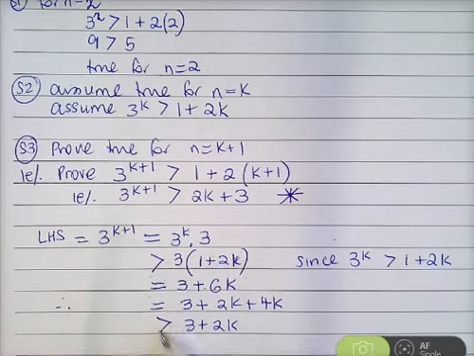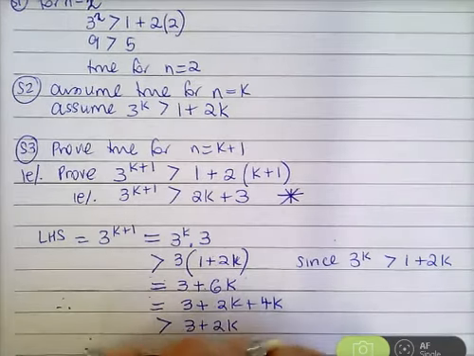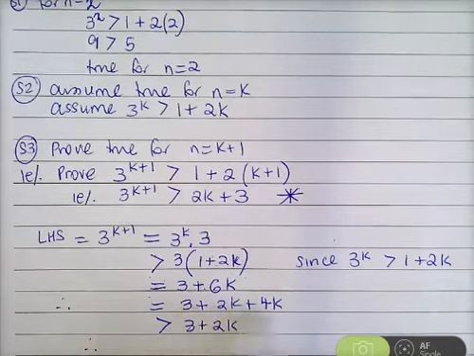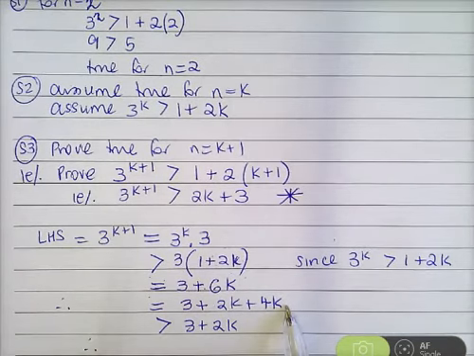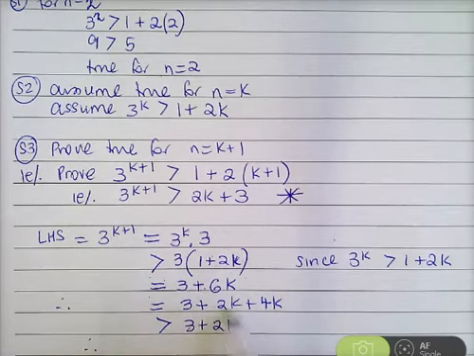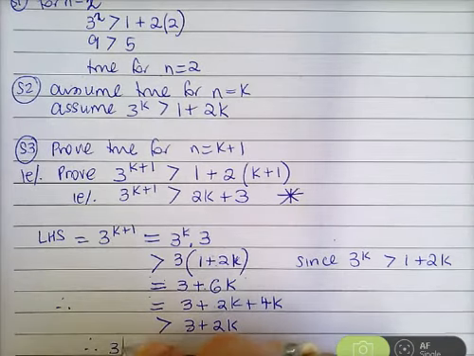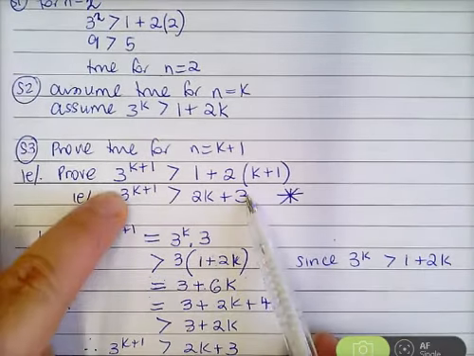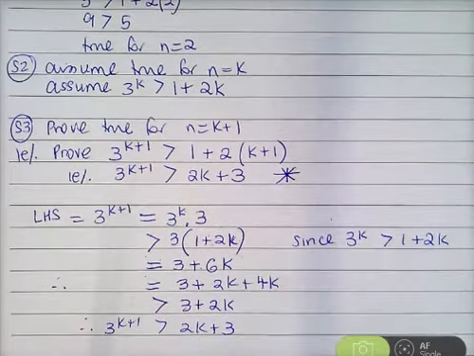3 to the k plus 1 is greater than. So therefore, what I'm doing, you don't have to write it like this, but I like writing it like that. Because 3 plus 6k is 3 plus 2k plus 4k. Well, whatever that is, that's greater than 3 plus 2k. So therefore, 3 to the k plus 1 is greater than 2k plus 3. You know, which is... Yeah.